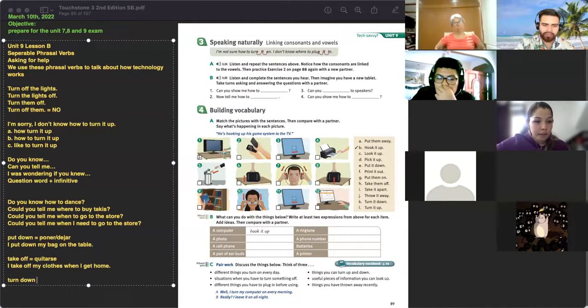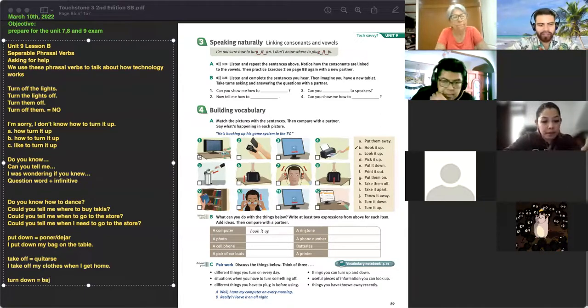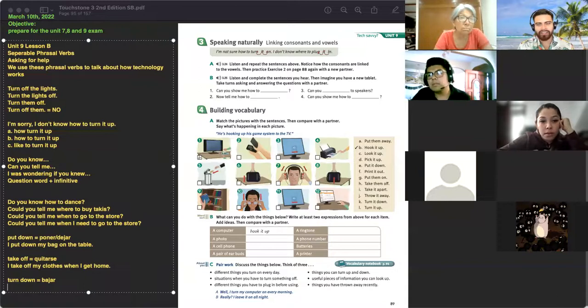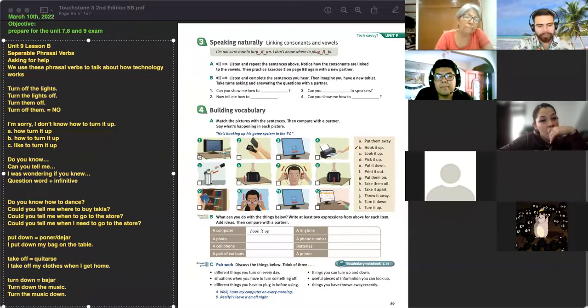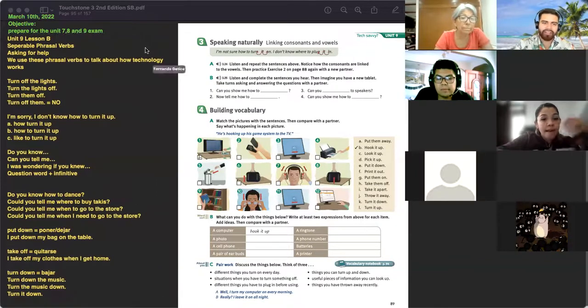And turn down. Like with the radio. Bajar. Okay. How do I say bájale a la música? Turn down the music, please. Or what else? Turn the music down. And using a pronoun, turn it down. Excellent. Okay.